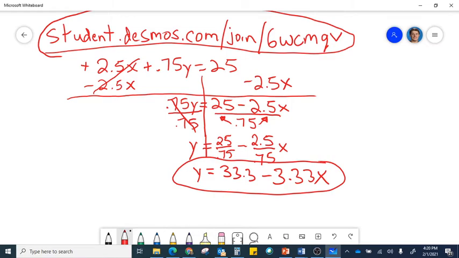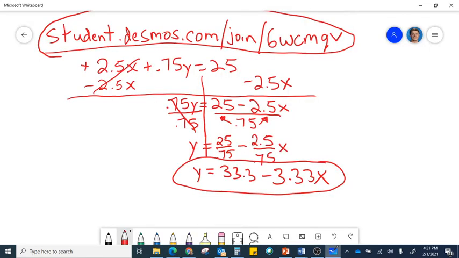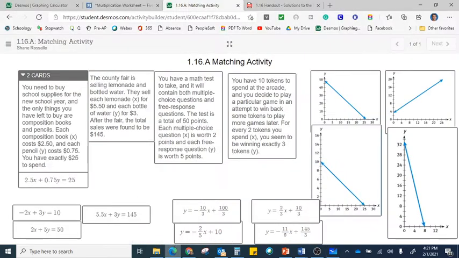Okay, so we're going to go back and look for something that has a 33.3 as my y-intercept. If we write it out as mx plus b, we could write it out as negative 3.33x plus 33.3, and those threes go on forever. So what is our b value? It's this right here, 33.33. And what's our slope? It's negative 3.33. Okay, so let's look for that over here.